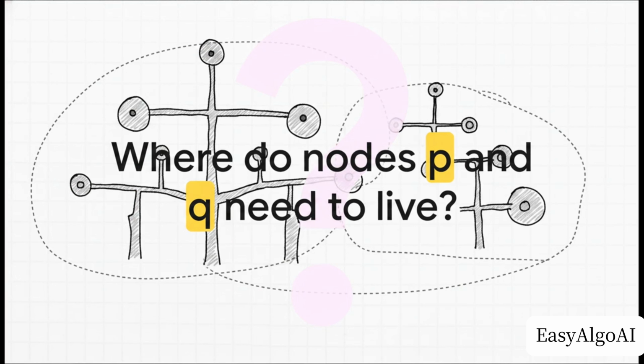Section 2, visualizing ancestry rules. I want you to pause and just visualize the tree for a second. To actually find the lowest common ancestor, where do our target nodes P and Q absolutely have to live relative to that ancestor? Like, what are the literal spatial boundaries we're working with here?